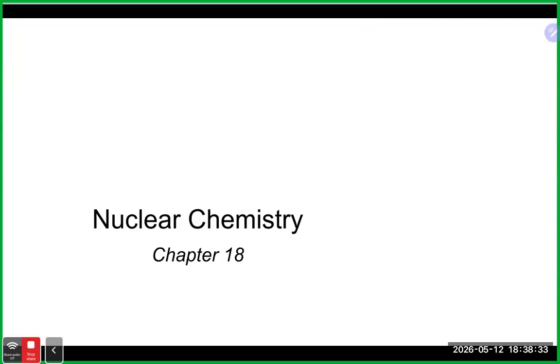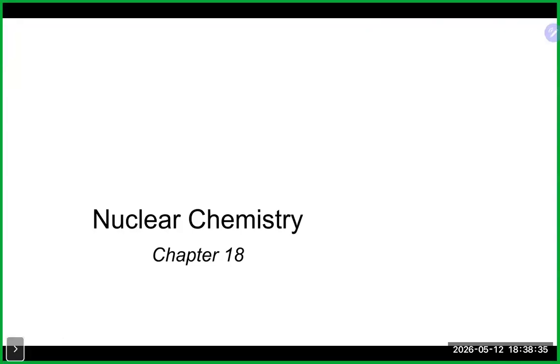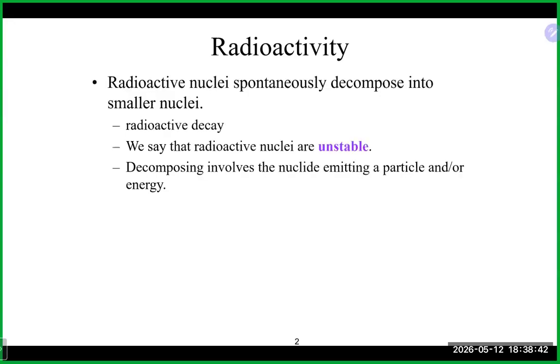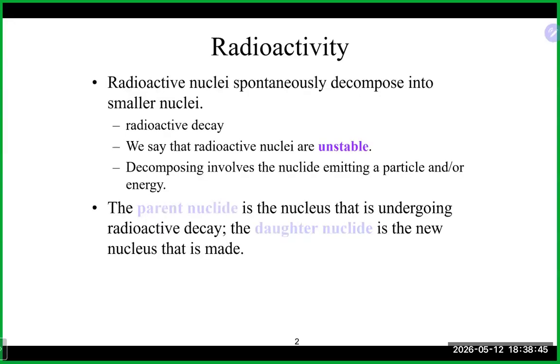All right, so we are off to the next chapter, which is chapter 18 and nuclear chemistry. So we'll talk about nuclear chemistry here. So nuclear chemistry involves radioactivity, and a radioactive nuclei will spontaneously basically decompose into a smaller nuclei. That is what is sometimes referred to as radioactive decay. This can happen spontaneously by itself. This could also happen if you agitate it and kind of help it along.